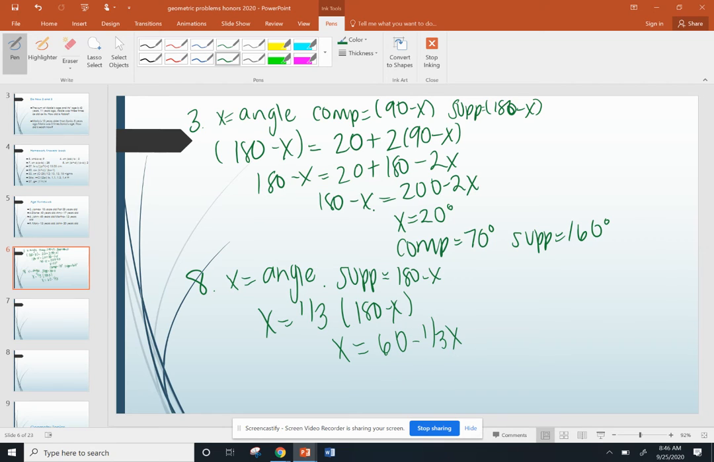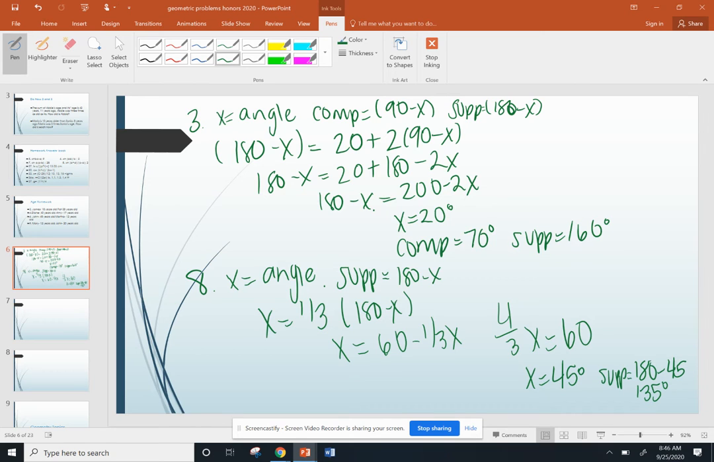Add 1/3 x over, and we get 4/3 x equals 60. And we're going to multiply both sides by 3/4. So 60 times 3/4 gives me x as 45 degrees. And then if we plug it back in, we have the supplement as 180 minus 45, which is 135 degrees.